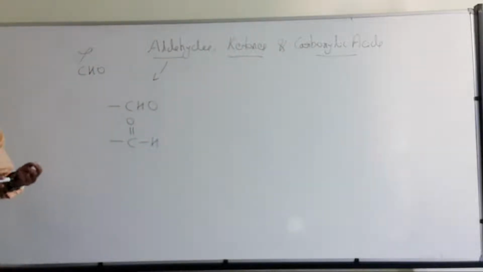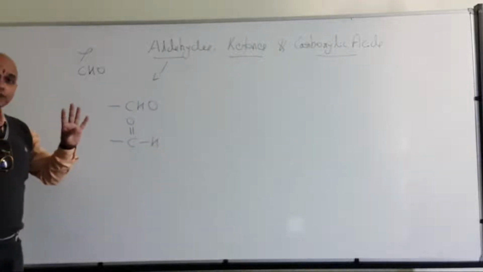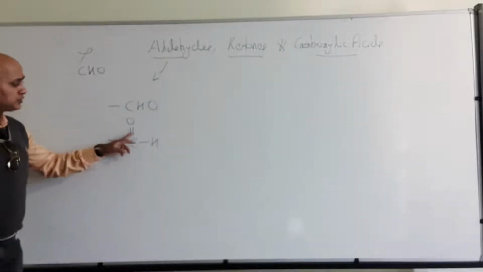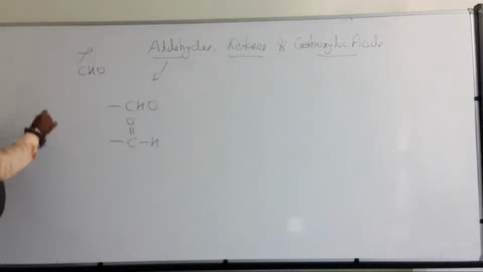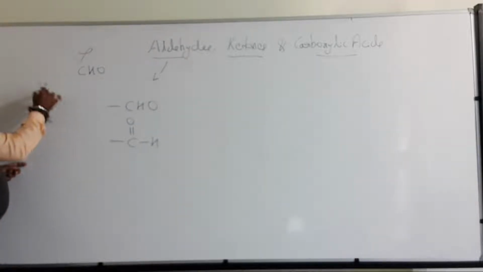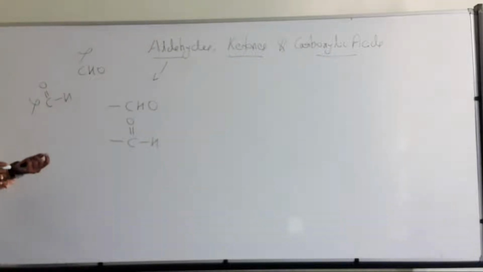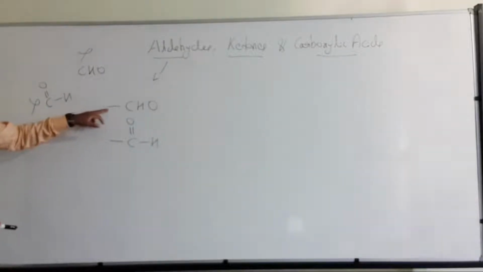So what is the valency of carbon? 4. So 1, 2, 3, 4. If I write like this, what does it mean? It means I am showing the functional group like this. What is the valency of carbon? Only 3. This is wrong. So therefore, one line should be there.